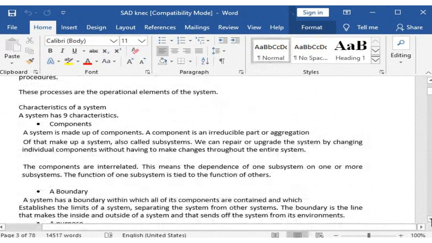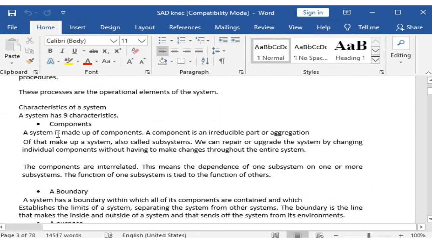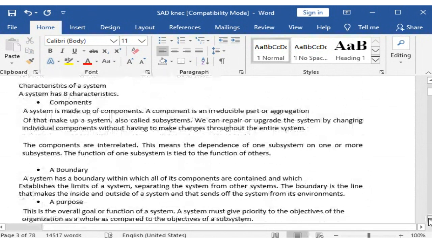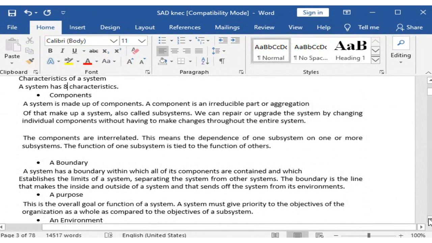And we have characteristics of a system, and a system has 8 characteristics. Characteristic number one of a system is components. A system is made up of components.